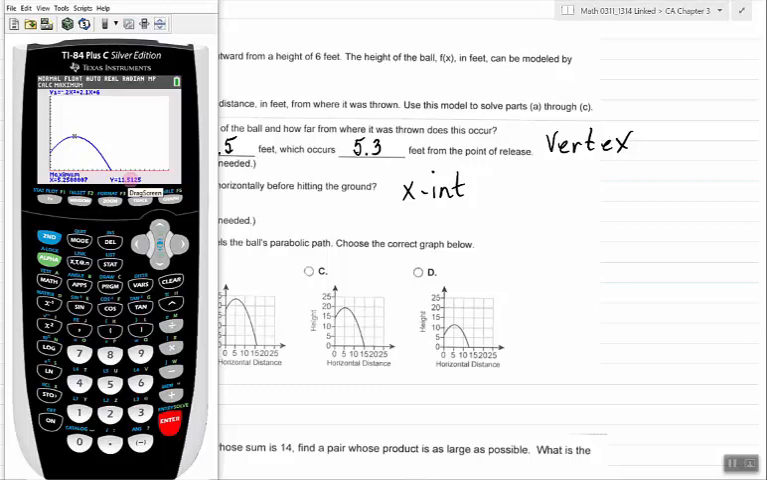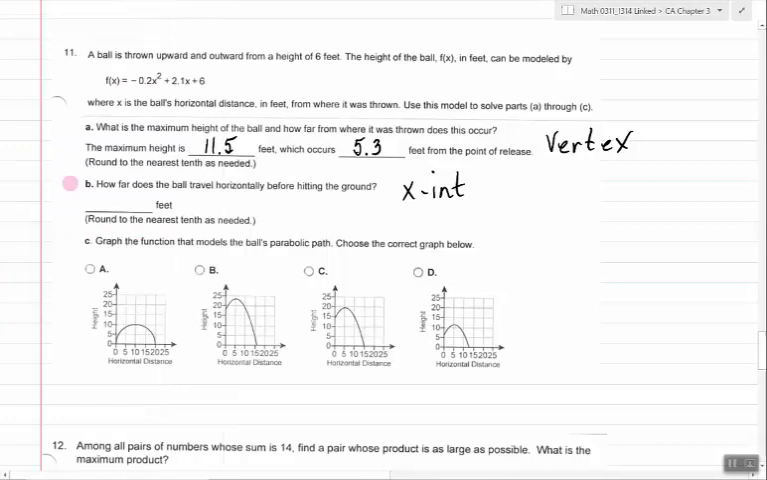Okay, then it wants to know how far it goes before it hits the ground, and that's the x-intercept. So second of the trace, which is calc, number 5, intersect. And remember, you can toggle and travel on the x-axis if you want. You're just trying to get very close to that. Enter, enter, enter. Once again, it says round to the nearest tenth as needed, so that will be 12.8.